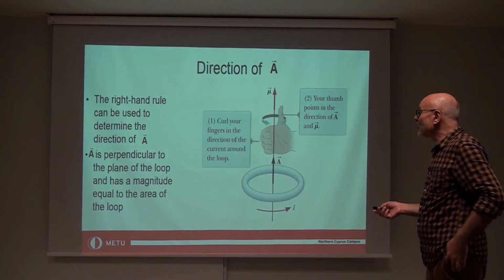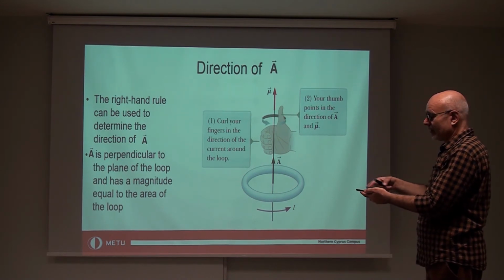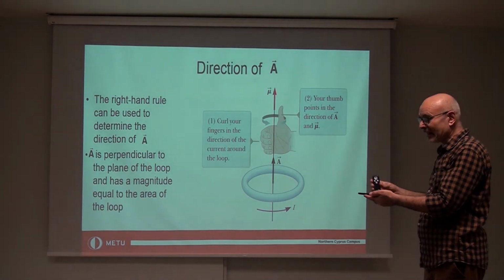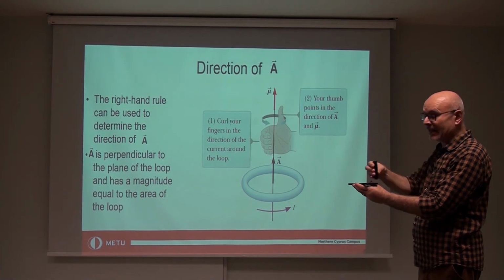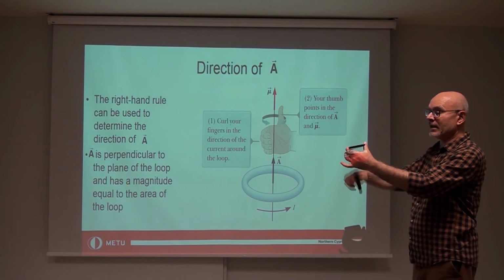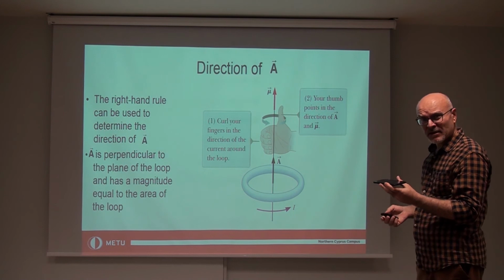Now, the question is, I said A is defined as the area vector, but let's look a bit closer at this A. If this is the area of the loop, and they say it's perpendicular to the plane of the loop, but you have two normals. You have this normal, and you have a normal here, down. Okay? So this is a normal, this is a normal. Which of these normals are you going to use?